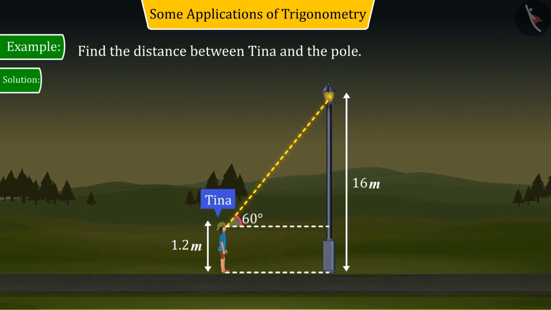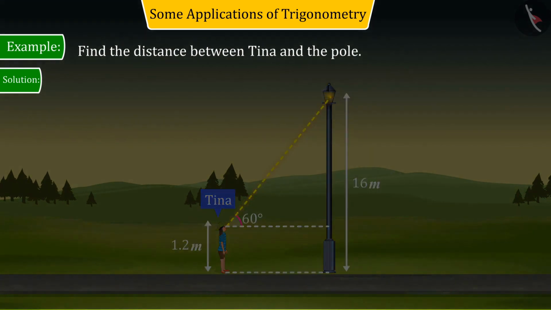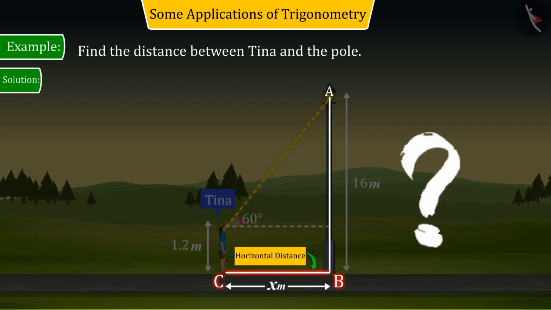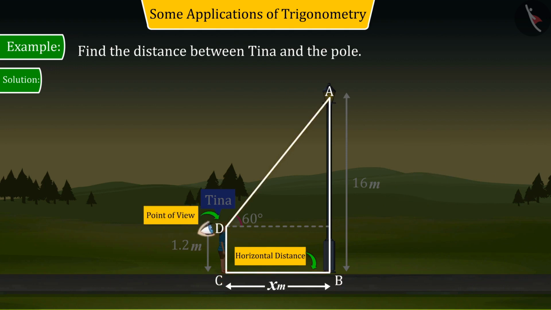First of all, with the help of the given information, let's construct the figure and assume that the place where Tina is standing is point C and AB represents the electric pole. And let's also assume that the distance between Tina and the pole is BC, where the measurement of BC is represented by x meters. Since we have to find the horizontal distance between Tina and the pole, draw a horizontal line relative to Tina's point of view D, which is perpendicular to AB.